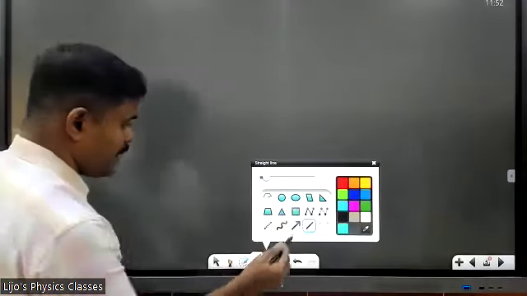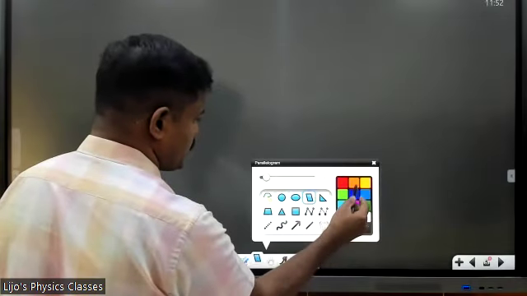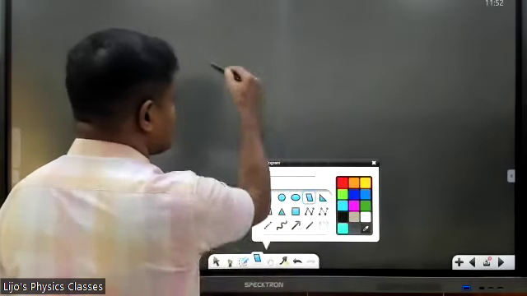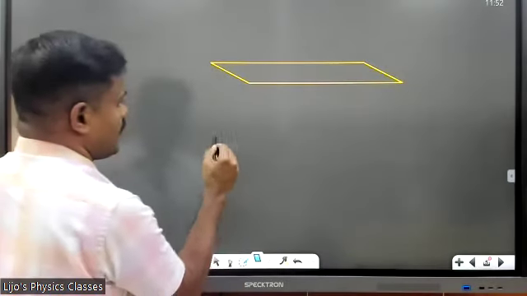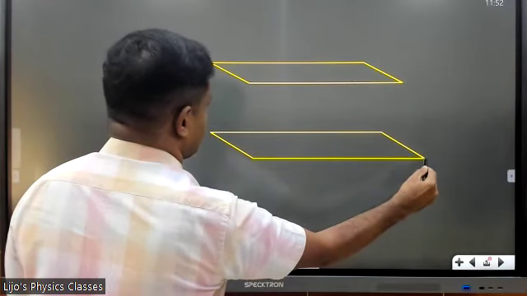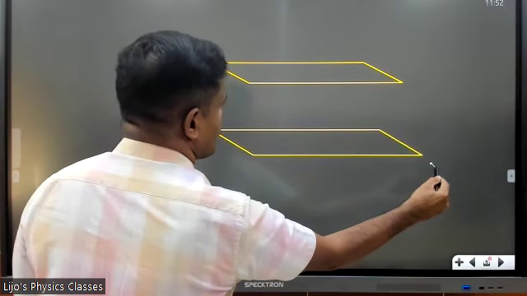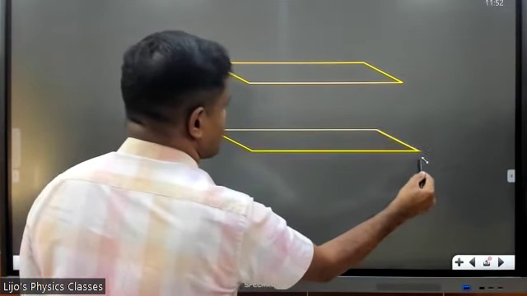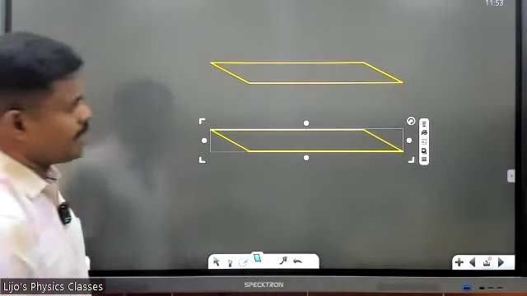Imagine we have two thin sheets. I'm taking a thin sheet right here in the XZ plane, and I have another thin sheet here in the same plane, XZ plane. I have two thin sheets kept like this.